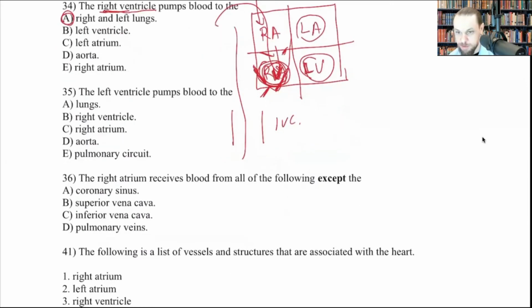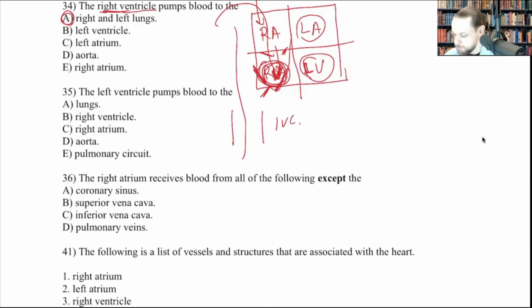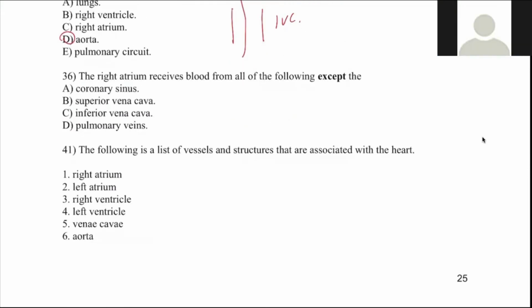Okay, number 35. We're gonna go with Crystal. The left ventricle pumps blood to the aorta. Aorta is correct. Very good. 36. We're back to Ian.